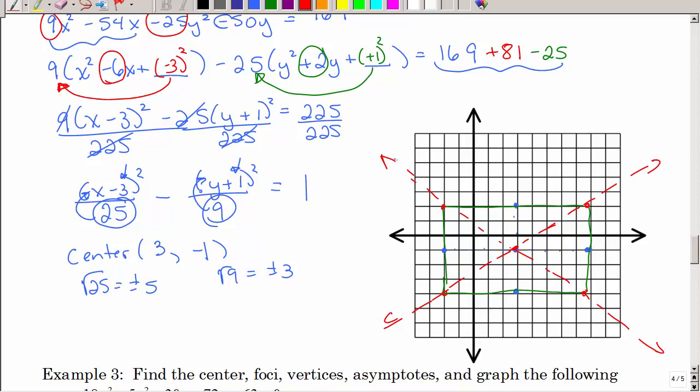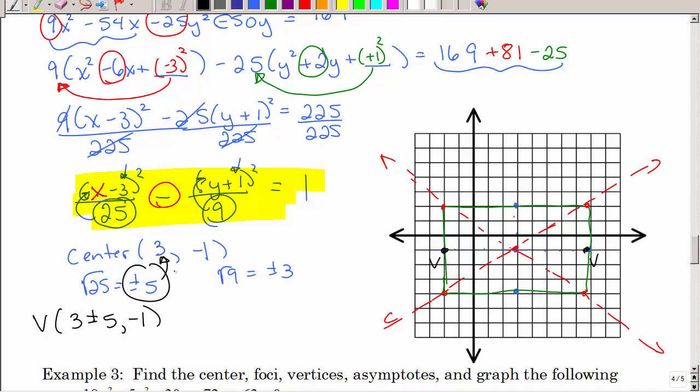Those are my asymptotes. Now, where are my vertices? Let's come back and look at here. Which one's your transverse axis? Which one was positive, which means didn't have the negative in front of it? It was the x, so my transverse axis is horizontal, which means those are my two vertices. So my two vertices are 3 plus or minus 5, negative 1. I'm adding this value to the x, and again you can just read them off the graph. So that's 8, negative 1, and negative 2, negative 1.